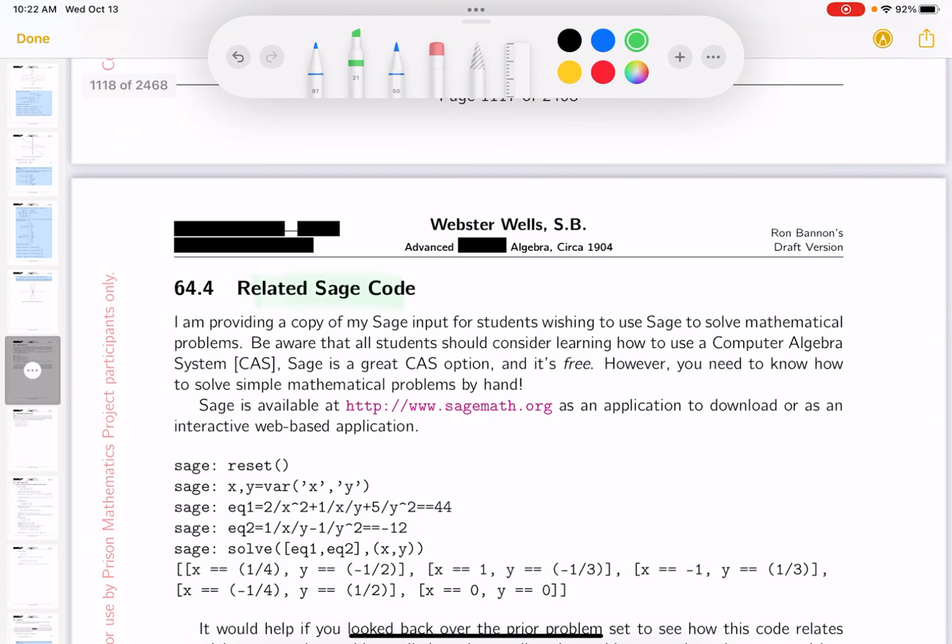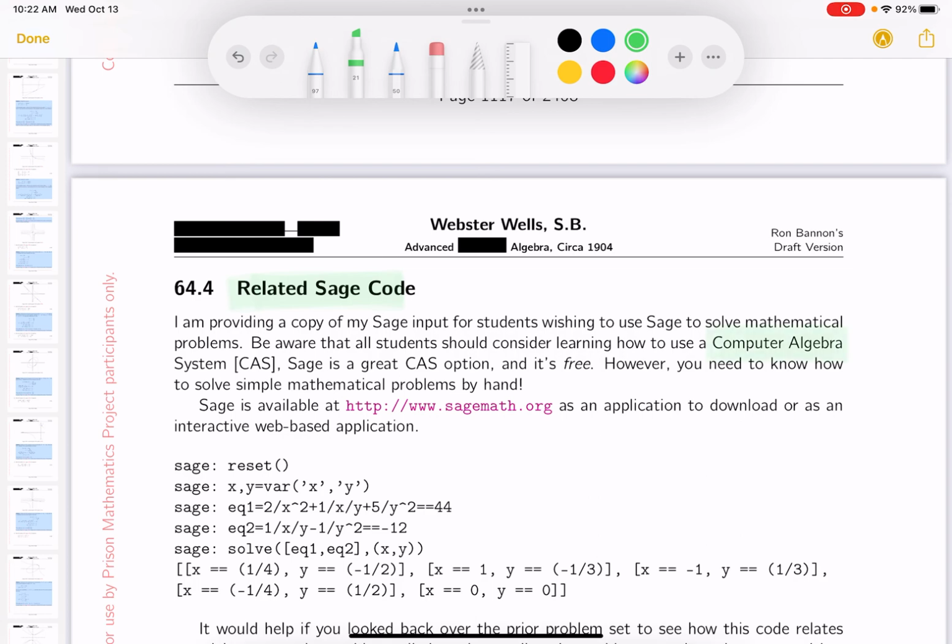Related Sage code. What's Sage? It's a computer algebra system, or a CAS. It's open source, which means free. Free to download, free to use, by the way. Download it, or use the interactive web-based application. Type some code in over here. See if you can understand it. And by the way, that's tough. This is not about using Sage, though. This is just introducing it.